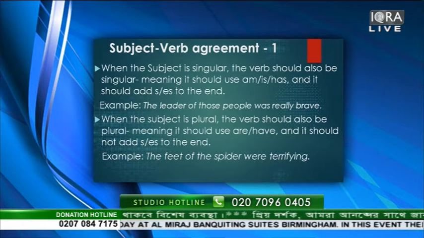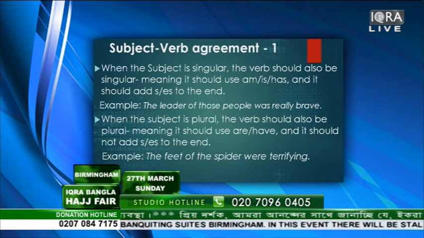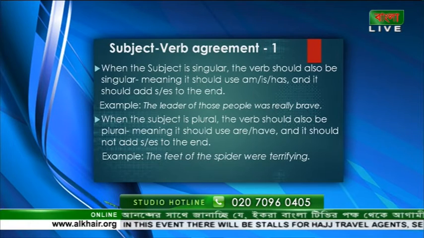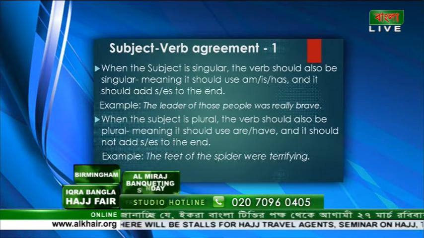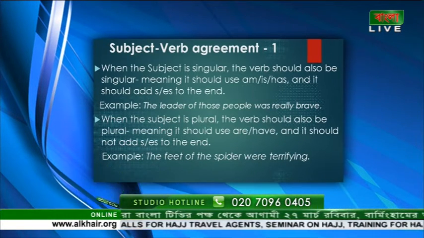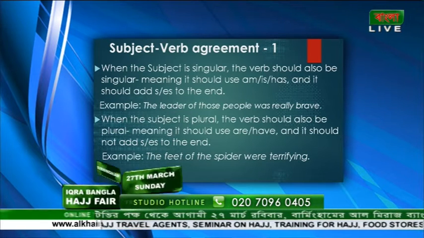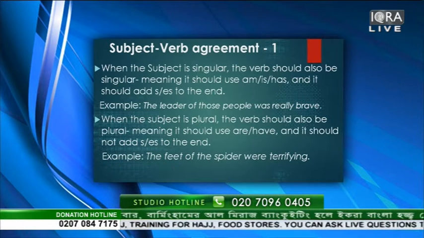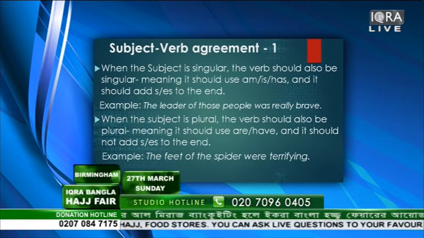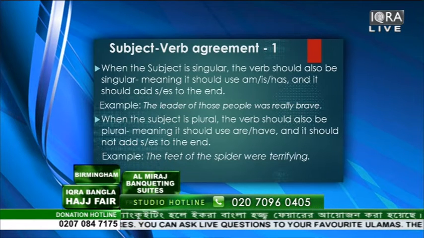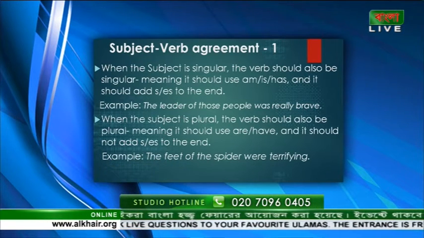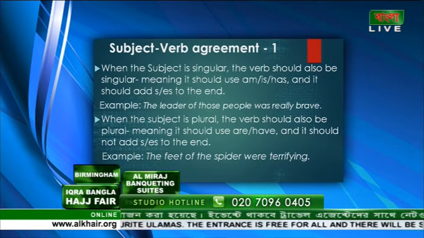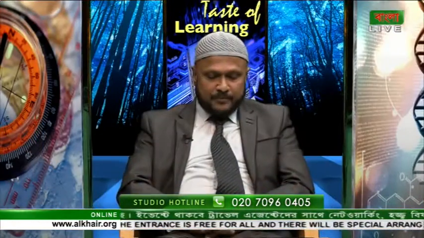The leader of those people was really brave. The word "people" before "was" might confuse you. There are people. But the subject is not people, actually. The subject is the leader. And the word "leader" is singular. So you must put the verb, which is "was", singular. It should be "was". Or if it is in present tense, it should be "is". So the leader of those people was really brave. Not the leader of those people were really brave.